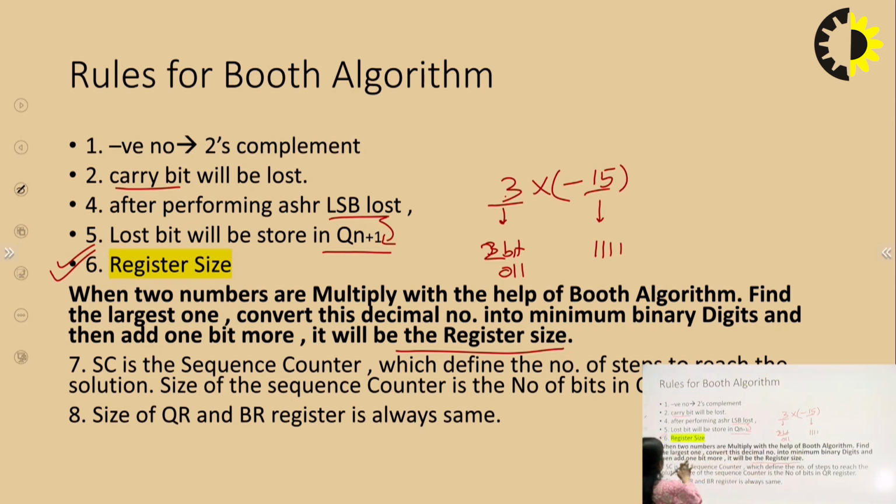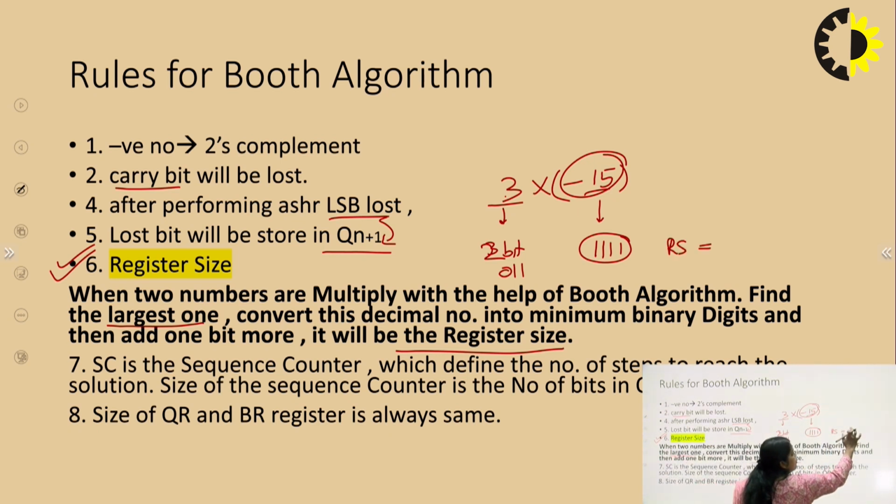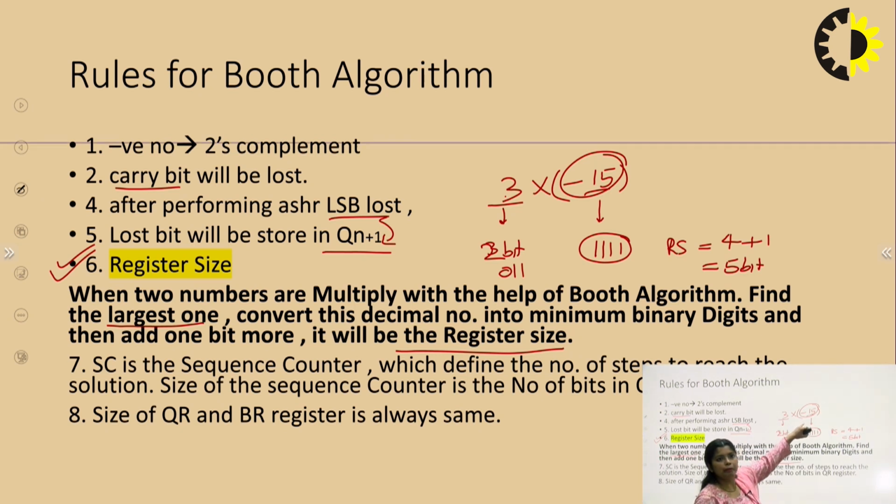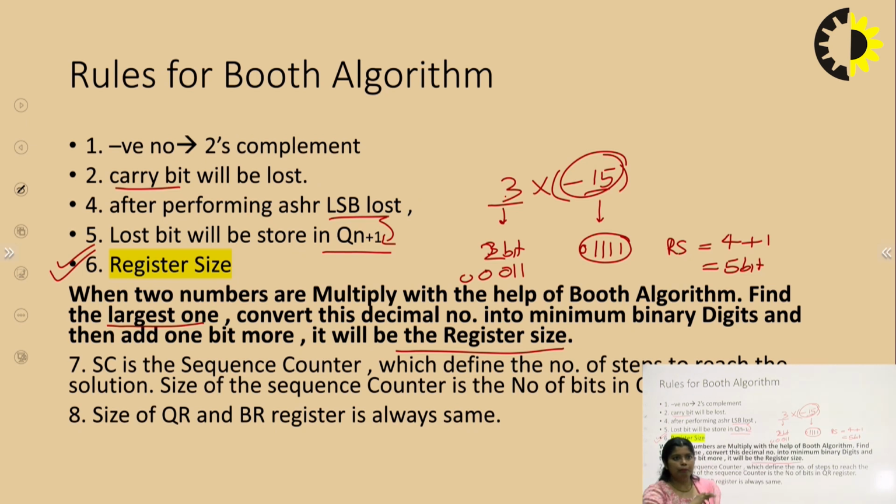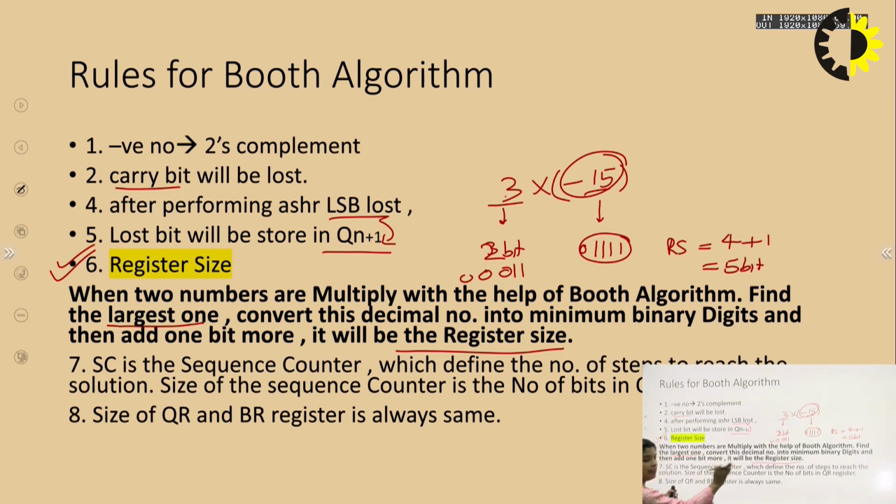So, according to this rule, 15 is the largest of these two values, and its minimum representation is 4 bits. So the register size will be 4 plus 1, that is, 5 bits. It means you have to represent the 15 value as 5 bits and the 3 value as 5 bits. Both values, multiplier and multiplicand, will be considered as 5 bits.